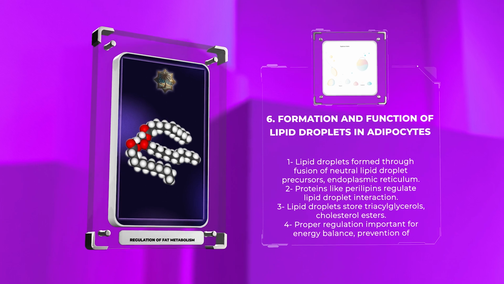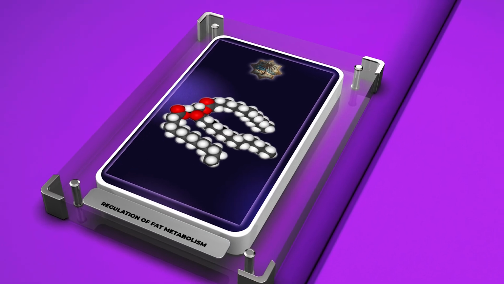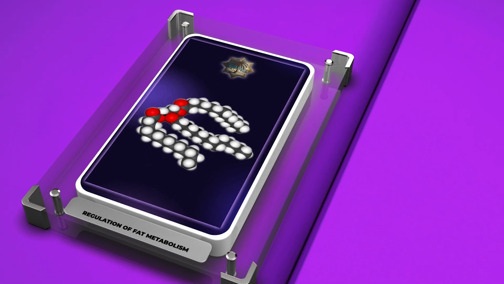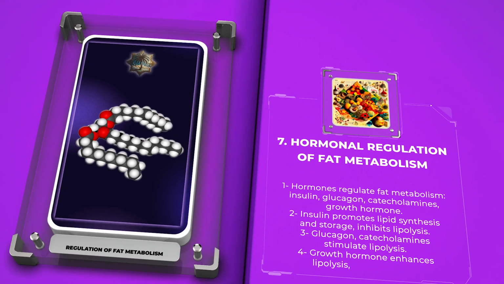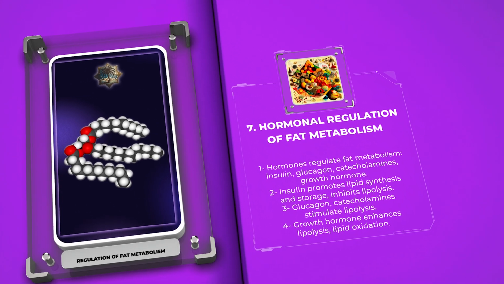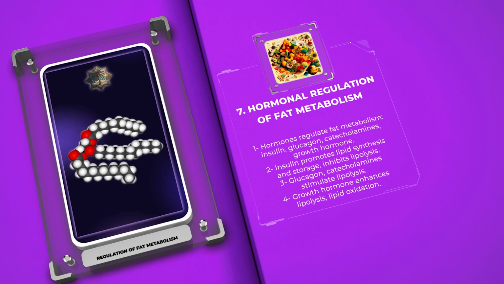Next, we will discuss the hormonal regulation of fat metabolism. Fat metabolism is tightly regulated by various hormonal signals that influence lipid mobilization, storage, and utilization. Hormones such as insulin, glucagon, catecholamines, and growth hormone play crucial roles in modulating these processes.